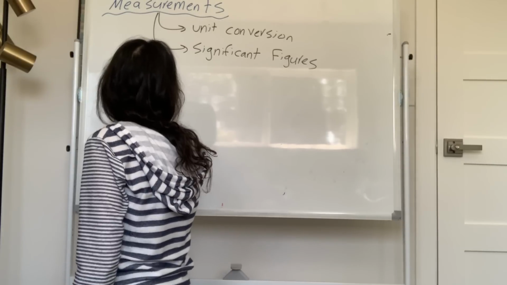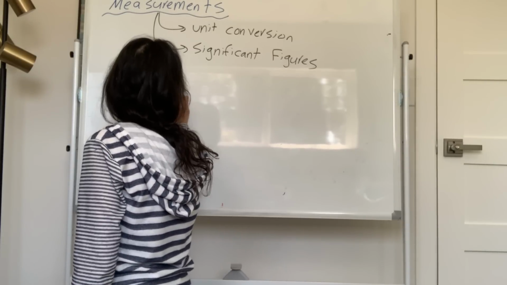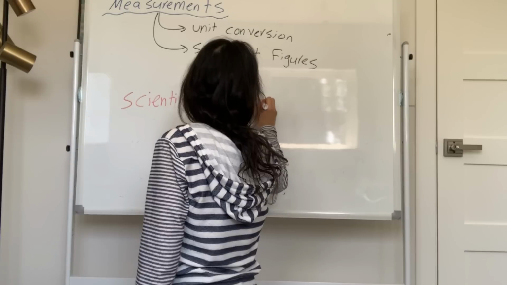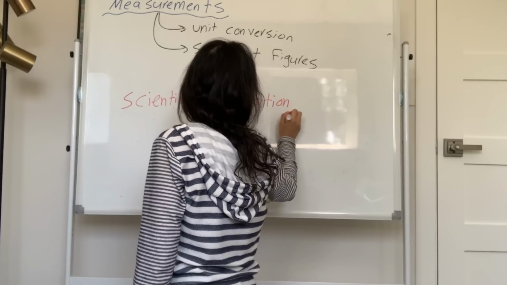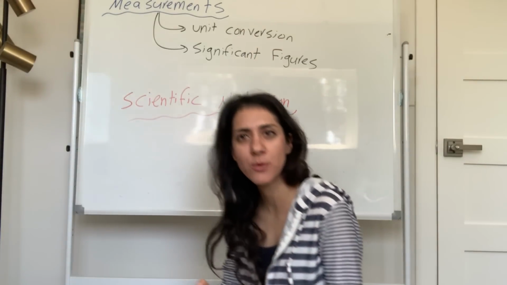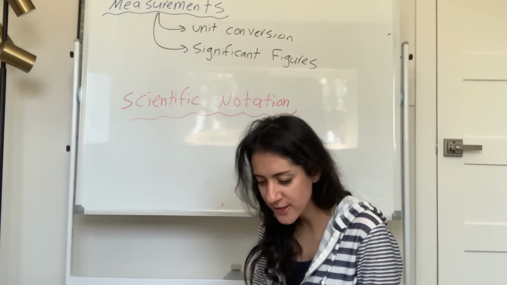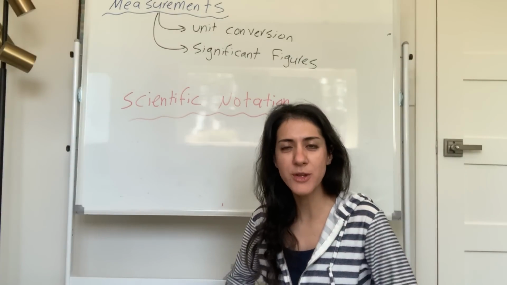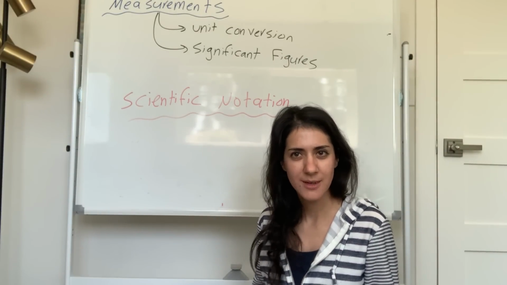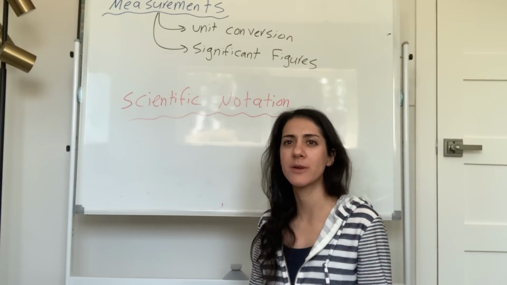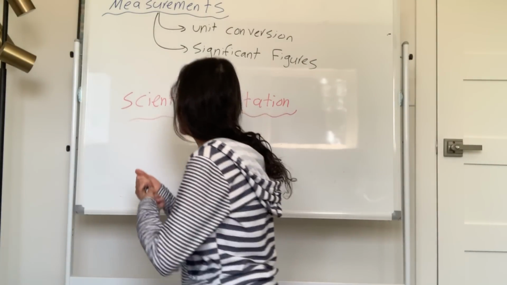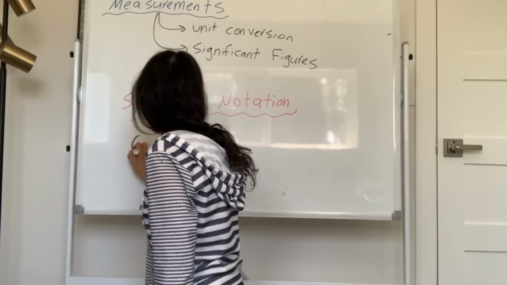And that is scientific notation. Scientific notation. What's scientific notation? Now, scientific notation is basically when you have too many zeros, we want to make the number look nicer. Don't write that down. Let me give you an example to show you what I mean by that.